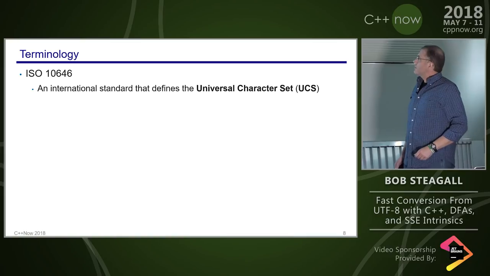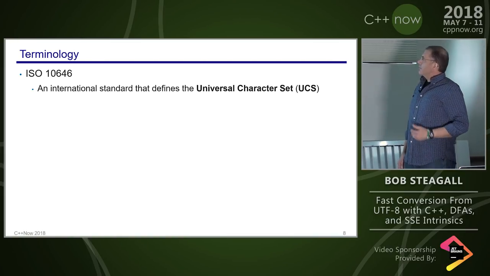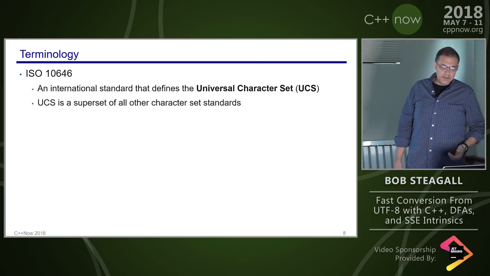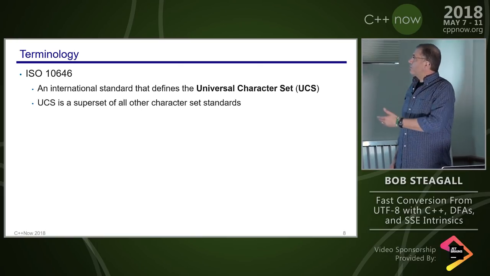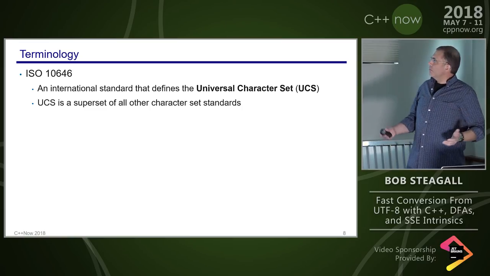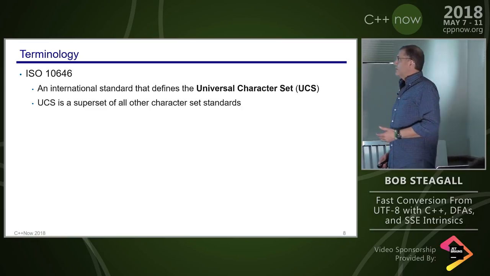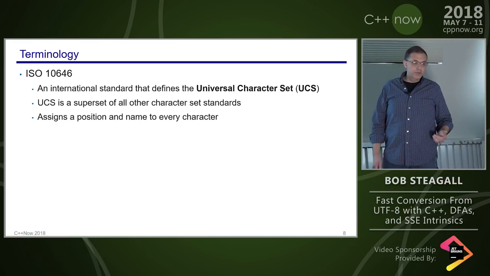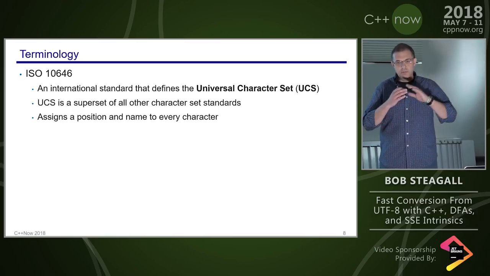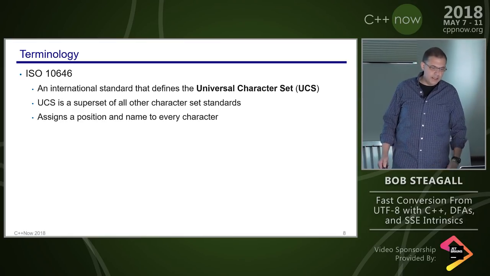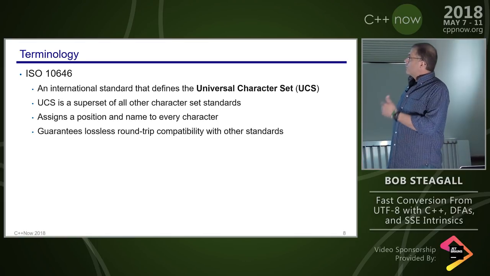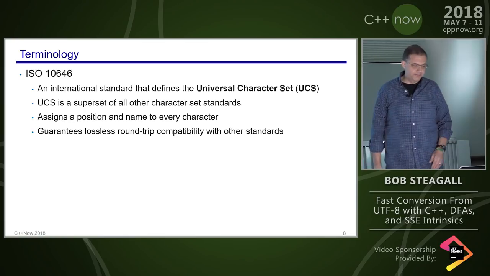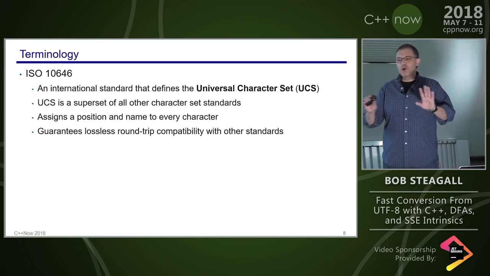ISO 10646 is an international standard that defines what is called the Universal Character Set, UCS. It's a superset of all known or commonly used character set standards. 10646 assigns a position and a name to every character in all of the tables that it maintains, and it guarantees lossless round-trip compatibility with other standards. How it does that, I don't know. Beyond the scope of this talk.